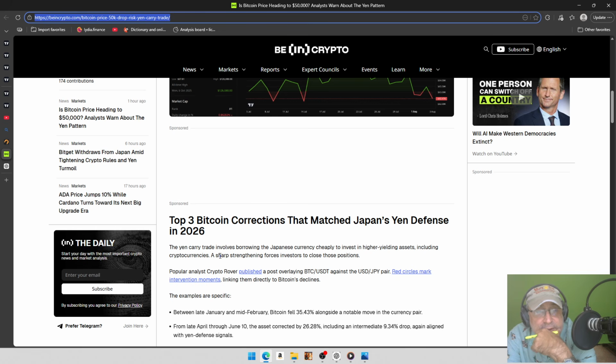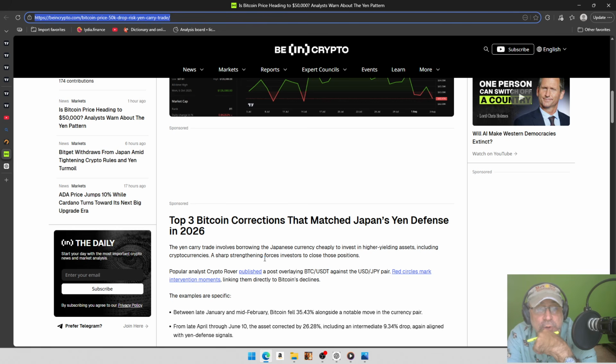So right now, this is what's going on. The yen carry trade involves borrowing the Japanese currency cheaply to invest in higher yielding assets, including cryptocurrency. So when the yen is cheap, it's good. They put money in higher risk. They go ahead, they borrow it, and then they inject it into higher risk assets like Bitcoin and Ethereum.